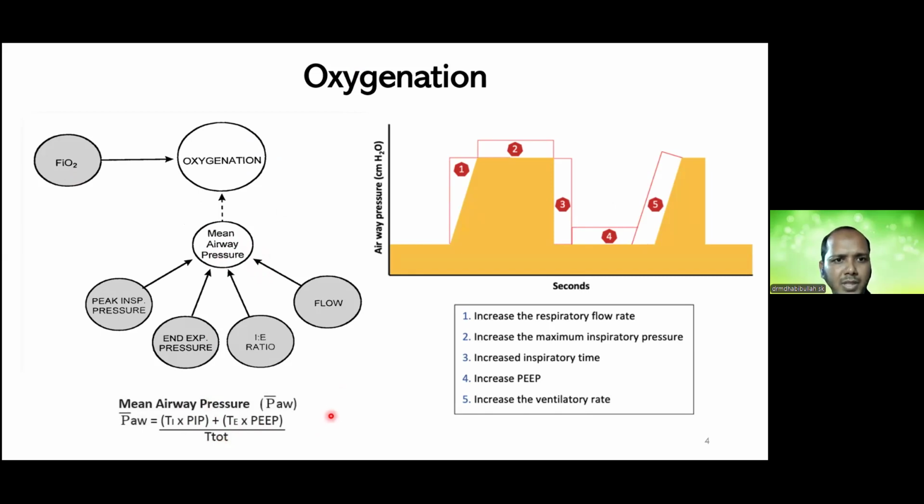Let's see this graphic, a pressure-time graph. First, we can reduce the rise time, which increases the area under the curve. Second, we can increase the PIP. Third, you can increase the Ti. Fourth, you can increase the PEEP also. And the fifth one, you can increase the rate.